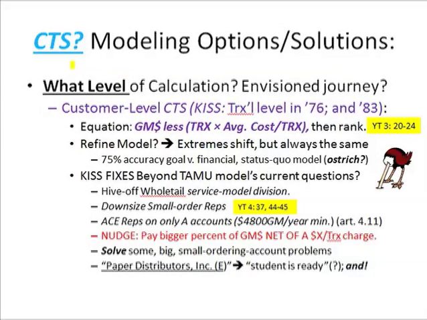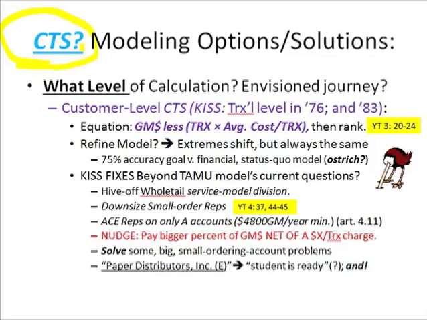Hi, in the Texas A&M model, they do raise the issue of, but don't get into the specifics necessarily, of cost to serve modeling. And there are two simple levels of modeling options. So what level of calculation do you want to do? Do you want to do it at a transactional level, or do you want to do it at a line item level, which then allows you to look at both SKU supplier profitability as well as customer transaction profitability?